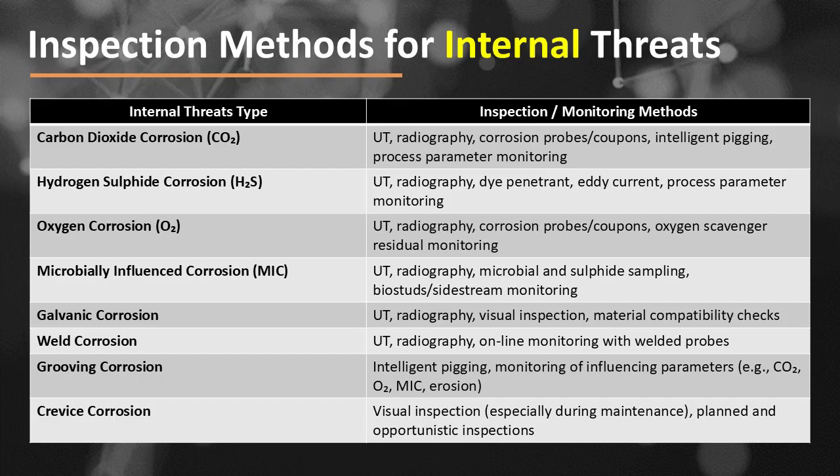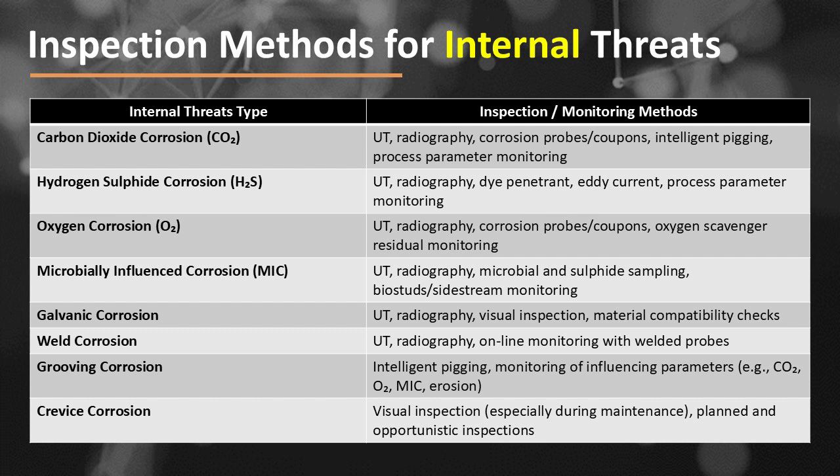If the internal threat type is microbially influenced corrosion, or MIC, then the inspection or monitoring methods that can be used are UT, radiography, microbial and sulfate sampling, and biostuds or sidestream monitoring. If the internal threat type is galvanic corrosion, then the methods are UT, radiography, visual inspection, and material compatibility checks.